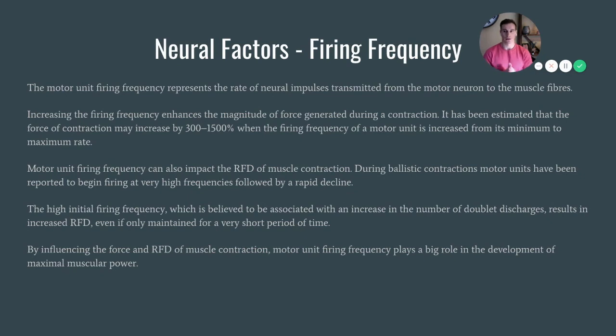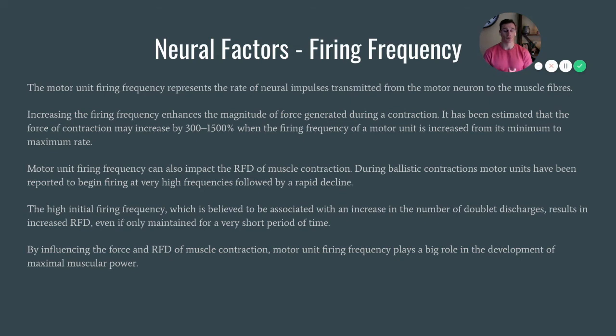Now another factor is motor unit firing frequency. Motor unit firing frequency represents the rate that neural impulses are transmitted from the motor neuron to the muscle fibers. Increasing this firing frequency enhances the magnitude of force generated during a contraction. It's been estimated that force of contraction can increase between 300 and 1500% when the firing frequency of a motor unit is increased from its minimum to its maximum rate. Obviously then, motor unit firing frequency can impact the rate of force development.